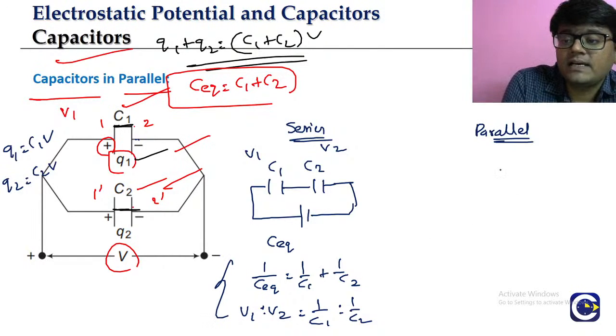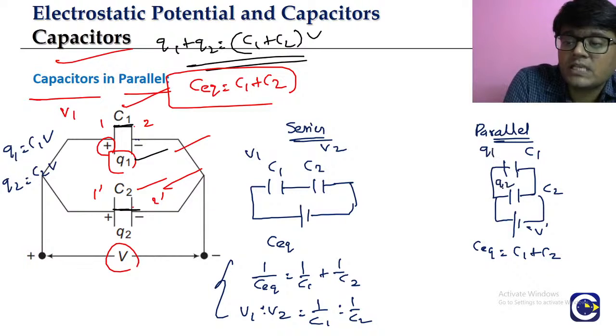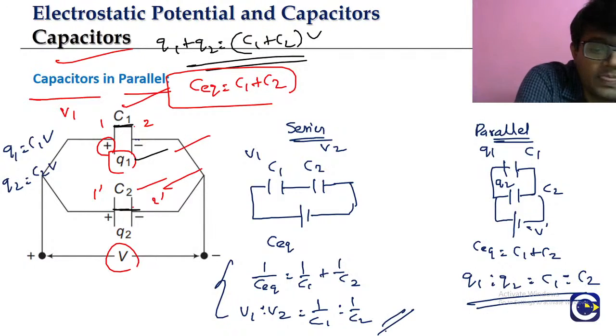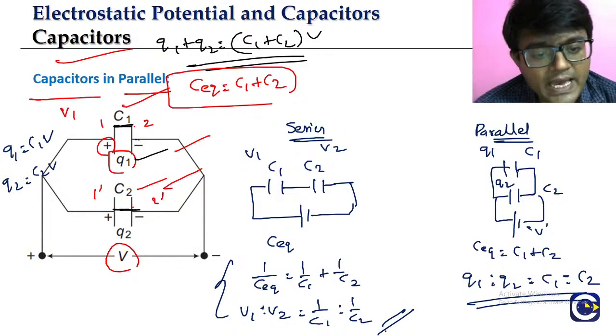அதுக்கப்புறம் parallel caseல என்ன, the capacitors are connected across இப்படி, C1 C2 இதனது source. C equivalent எவ்வளவு, C1 plus C2. இங்க பாருங்க, this will have a charge Q1, this will have a charge Q2. Ratio of their charges எவ்வளவு, Q1 is to Q2 will be C1 is to C2. இந்த relation நமக்கு ஞாபகம் இருக்கணும். ஓகேவா, so this is the discussion about series and parallel.